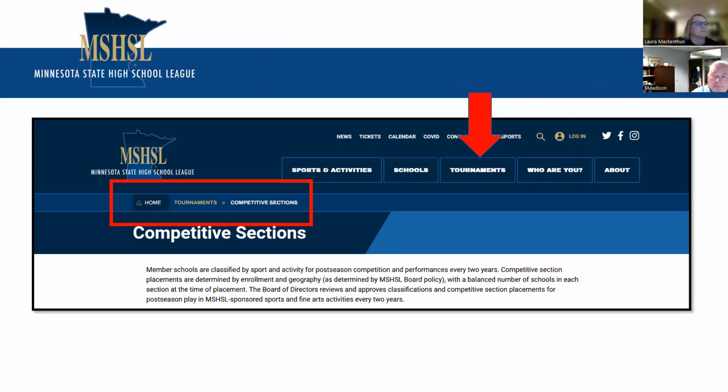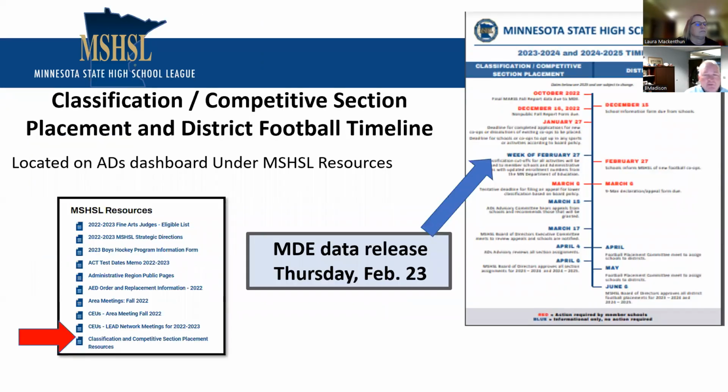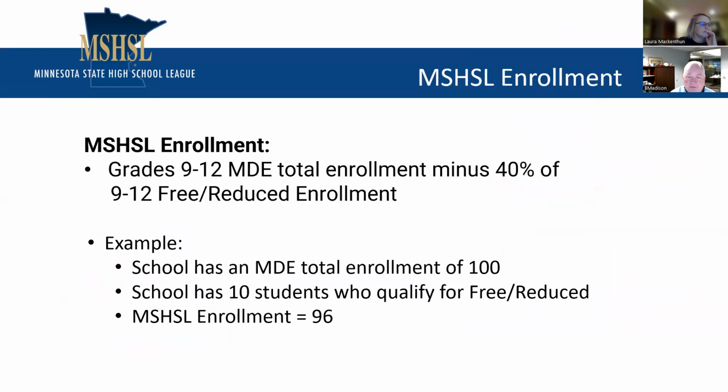And again, I mentioned it earlier. Please note where you will find this information. If you click on tournaments, then go to competitive sections, you'll find a number of those resources on that page. Due to our receiving the MDE total enrollments as of last Thursday, we did have to adjust our timeline a bit. Please note again where to find this on the left-hand side. We did receive the MDE enrollments as of last Thursday. Therefore, we had to adjust a bit in terms of where we're at on that timeline. We'll do our best to continue to move forward, but our timeline is a bit off at this time as to where we had previously anticipated.